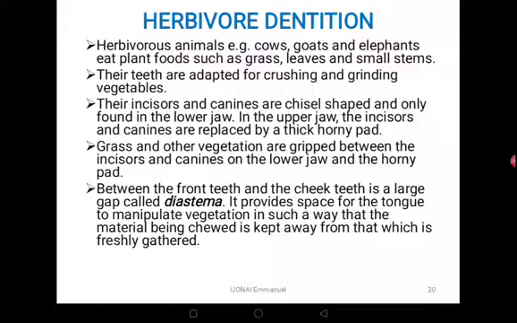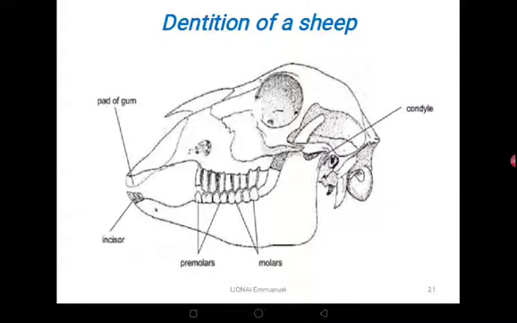So when you look at them, you realize they do not have well-developed canines. In fact, some of them do not have canines completely, to give a gap for what we call the diastema, the gap where there are no teeth. It's called the diastema, to enable movement of the tongue to collect the vegetation, and also to separate the plant material being chewed from that one that is freshly entered into the mouth. So the diastema is very key, and usually their tongues are longer and flexible.